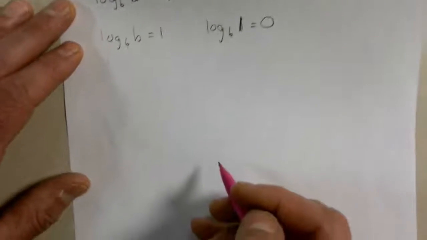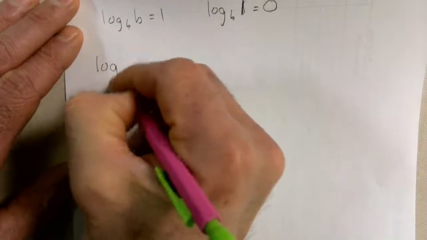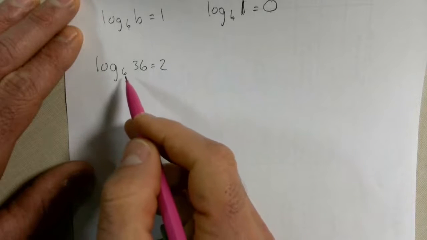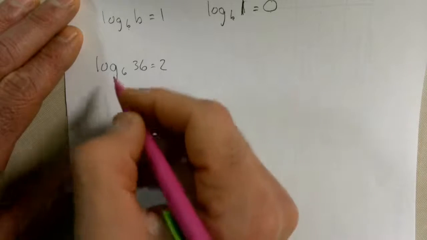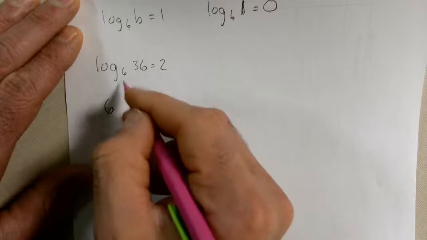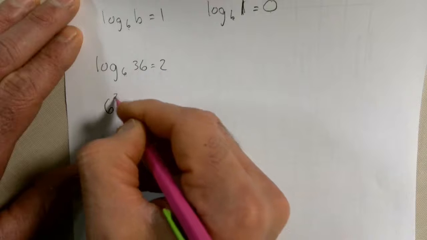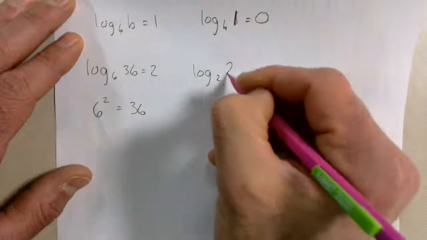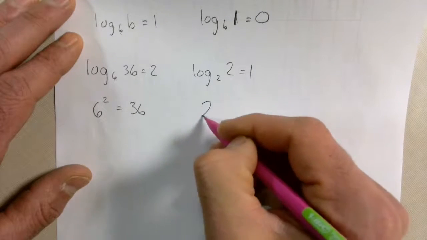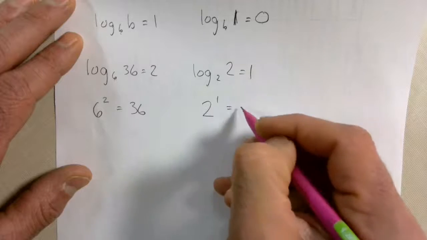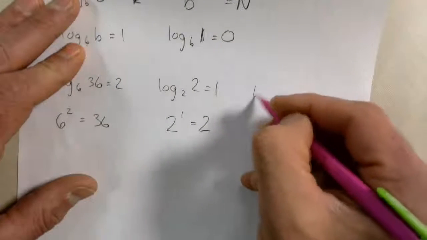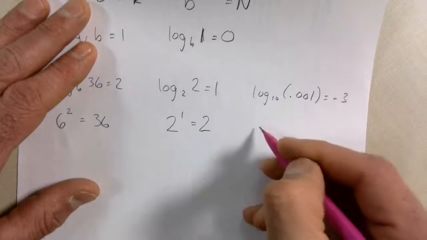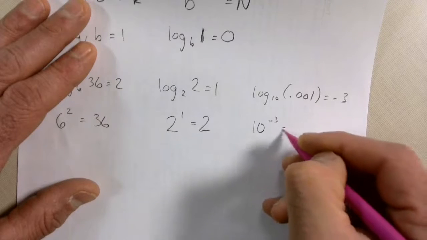Okay, so let's look at how some of these problems are going to be for you. Log base 6 of 36 equals 2. Can you write this in exponent form? 6 is the base. 6 to the second power is 36. Let's try another one. Log base 2 of 2 equals 1. Write down the base, write down the exponent, and it equals the number. One more. Log base 10 of 0.001 is equal to negative 3. So 10 to the negative 3 power is 0.001.